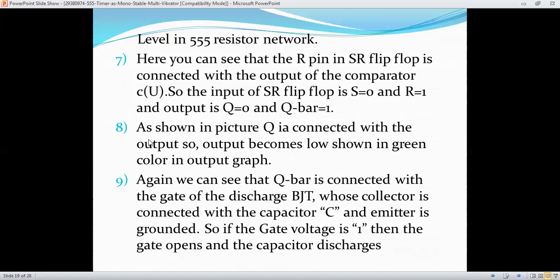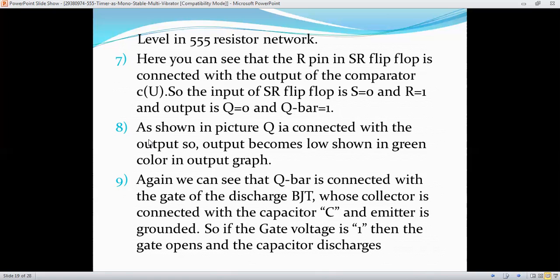Here you can see that the R pin of the RS flip-flop is connected with the output of the comparator, so the input of the RS flip-flop is S equals 0, R equals 1, and the output is Q equals 0 and Q bar equals 1. This is the logic of the RS flip-flop. As shown in the figure, Q is connected to the output, so the output becomes low, shown in green color in the output graph.